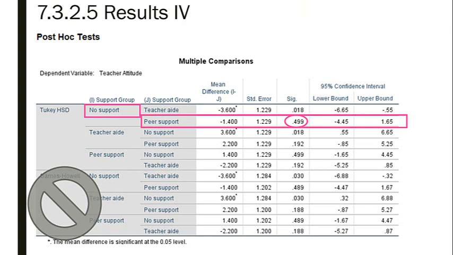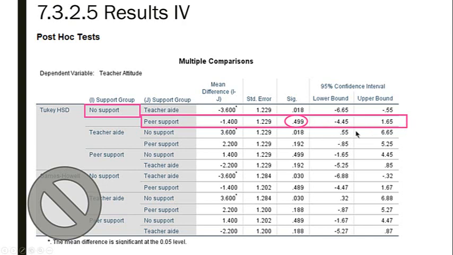Now we can look at the next comparison. So we're still looking at no support group as group I, and then group J is the peer support group. So here, the mean difference of negative 1.4 means that the mean for the no support group was 1.4 lower than the mean for the peer support group. We've got the same standard error, but this time we've got a p-value of 0.499, which is greater than 0.05. So that suggests that this is not a statistically significant difference.